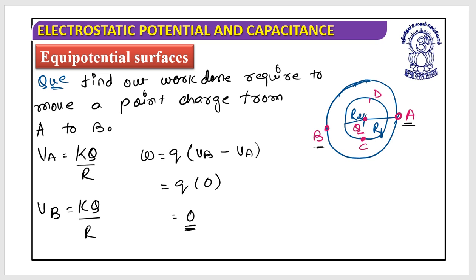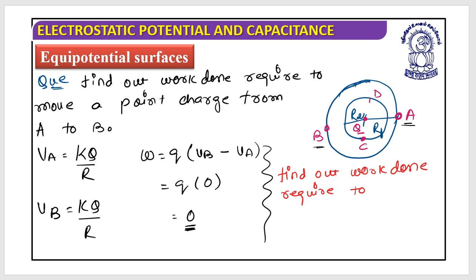But let me ask one thing. If a question has been asked, such that find out the work done required to move a charge from point A to C, what was your answer? Is it 0 or non-zero work done?